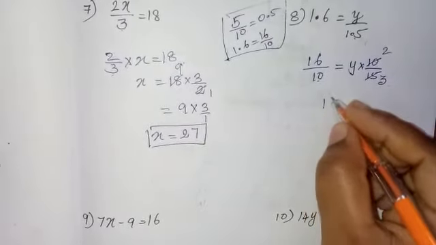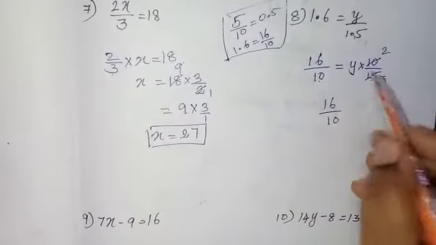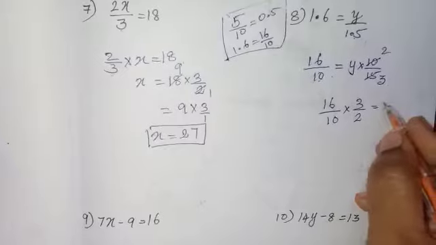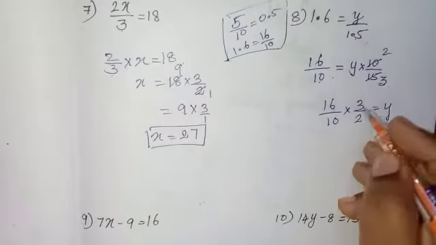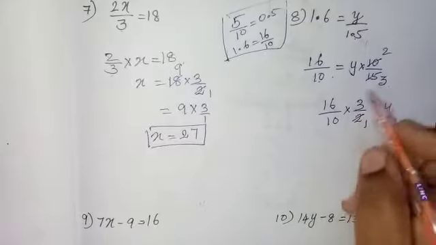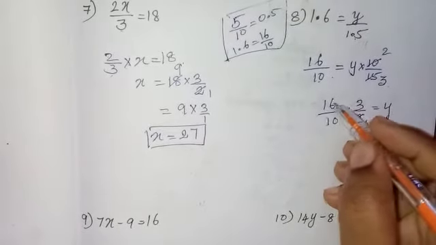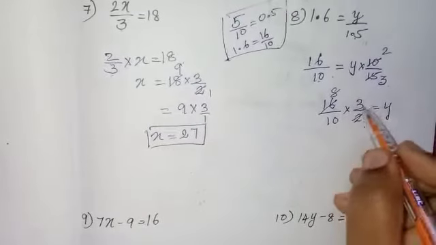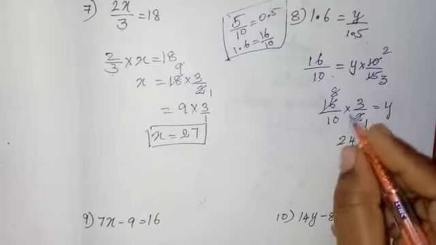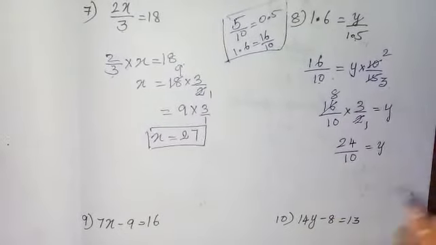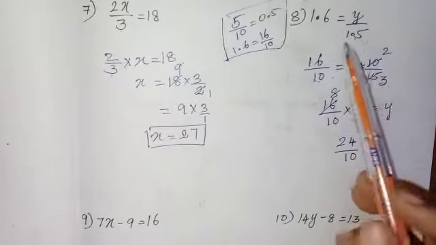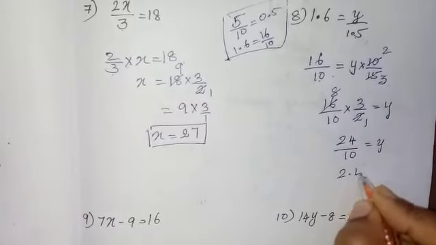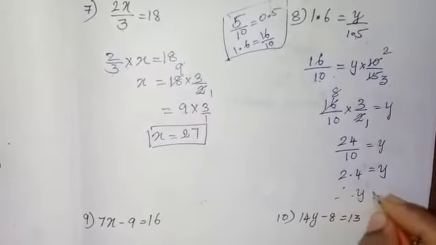So we want 16 by 10. So 2 by 3 will come at the left side. Reciprocally changed, 3 by 2, equal remaining is y. You just cancel it. 1, 2 is 2. How many 2s are 16? 8. So 8 3s are 24 divided by 10 equals y. So we can change it into decimal. The question is in decimal, so you should write in decimal. So we can write it as 2.4 equals y. Therefore y value is 2.4.